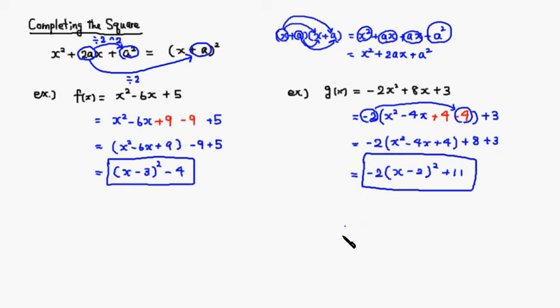All right, that's it. This is how you apply completing the square to rewrite quadratic functions in vertex form. I hope that this was clear.